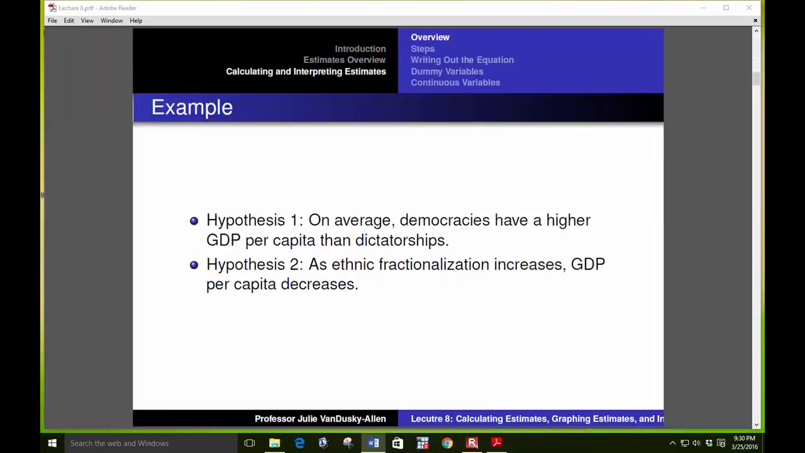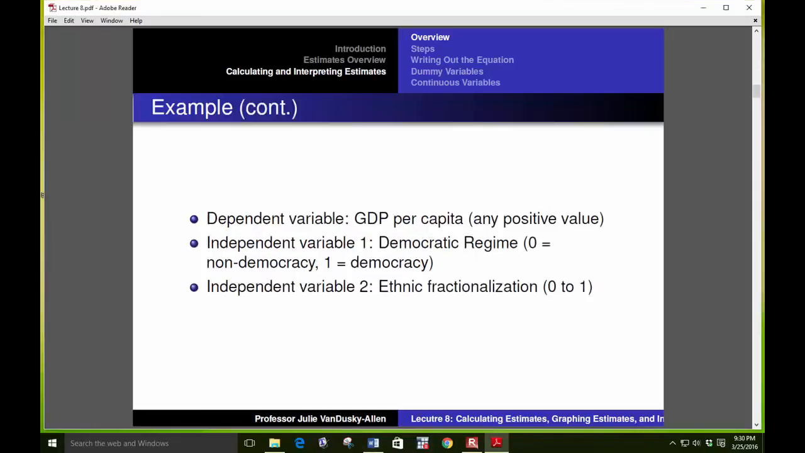Consider the following hypotheses. On average, democracies have a higher GDP per capita than dictatorships. As ethnic fractionalization increases, GDP per capita decreases. In order to assess whether these hypotheses are supported by the data, I ran the following model in SPSS. GDP per capita is the dependent variable. It can only take on any positive value.